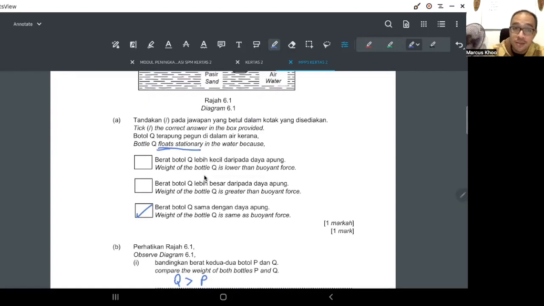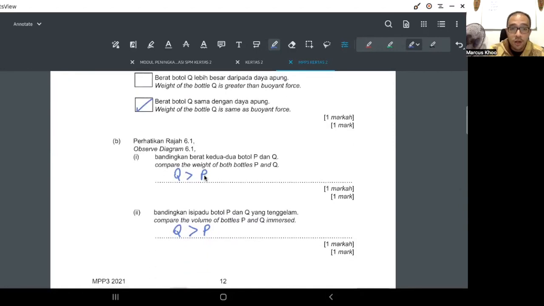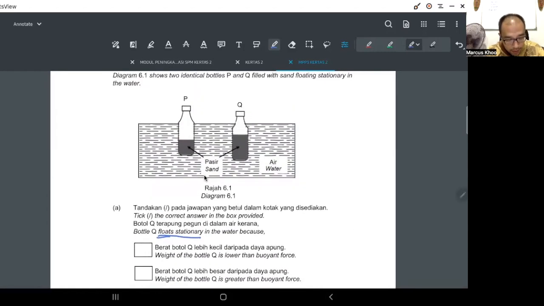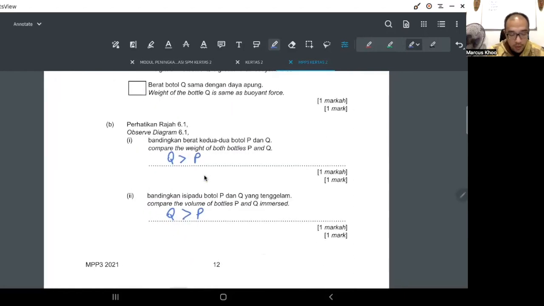Then the buoyant force is bigger than the weight. But it's floating stationary, meaning neither going up nor going down. So the weight is the same as the buoyant force. Now compare the weight: Q will be more than P, the volume of the bottles immersed. You can see this from how much is inside the water. So obviously Q is more than P.